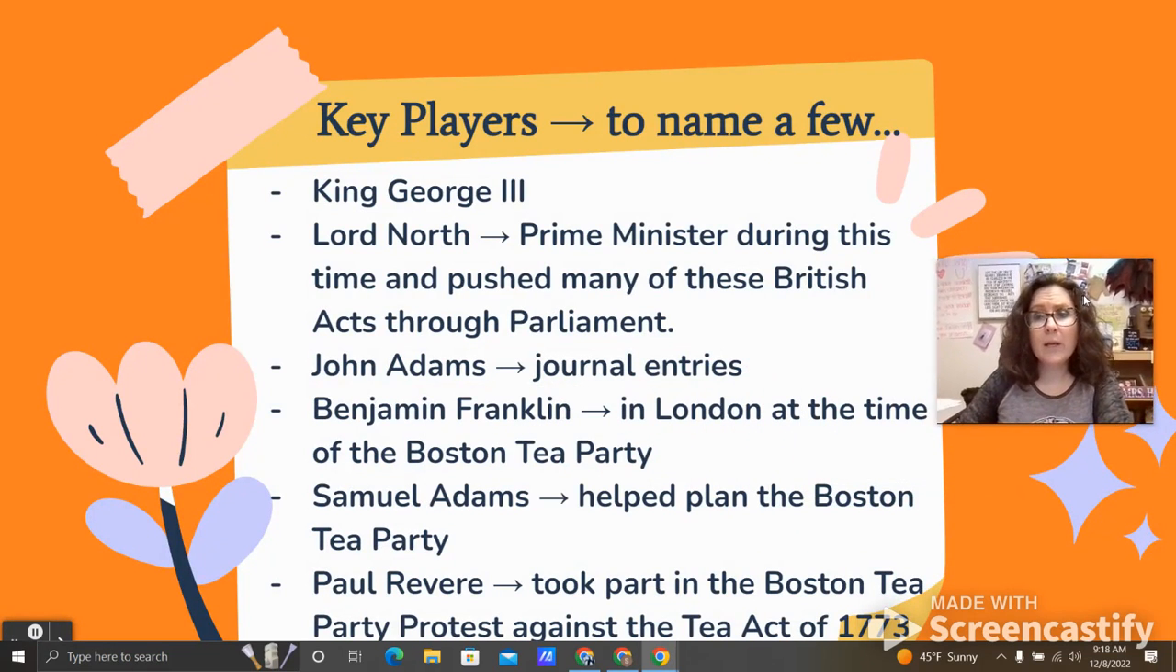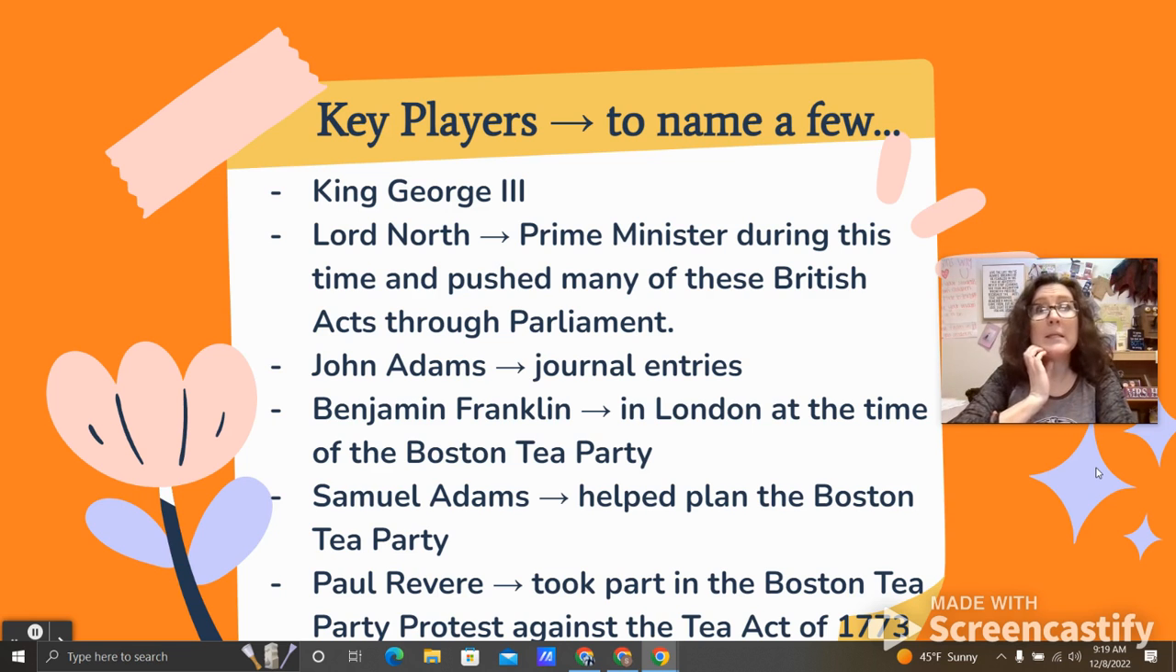So a few of the key players, which I mentioned in more detail in my project: King George III, obviously, and Lord North, the Prime Minister during this time. Lord North actually had more of an influence than King George III, because King George III was more of a key figure, not necessarily pushing these through Parliament. John Adams' journal entries are some of the primary source documents I will be using.